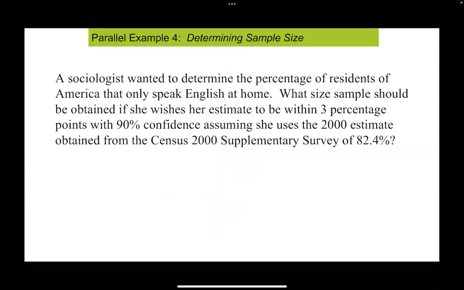Let's go to actually doing some math. Sociologists wanted to determine the percentage of residents of America that only speak English at home. What sample size should be obtained if she wishes her estimate to be within 3 percentage points with a 90% confidence interval? She's going to use a previous estimate of this right here. That's our previous estimate.